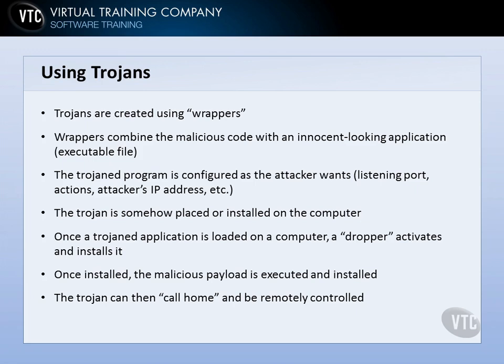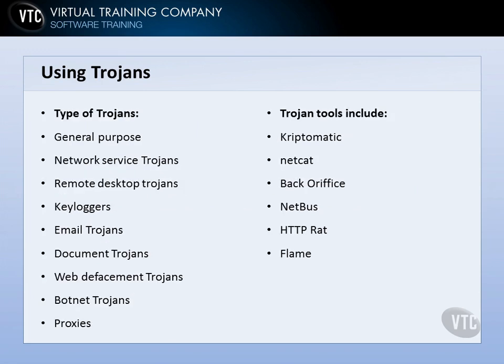Now, once it's installed, whatever malicious payload is contained in that Trojan, whatever set of actions it's supposed to do, or malicious code it's supposed to write to the system, that code is executed and it's installed. Once that happens, the Trojan can do whatever it wants. It can call home, it can be remotely controlled, it can start keystroke logging and reporting those keystrokes back, whatever its intended purpose is.